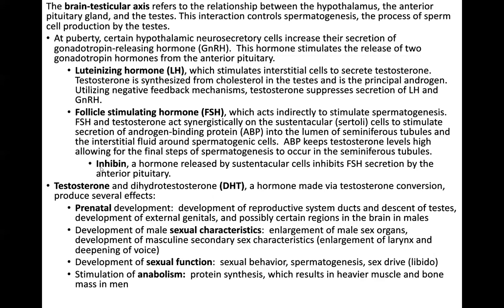We talked back in our endocrine lecture about inhibin, a hormone that's actually released by the sustentacular cells of the testes. It's going to inhibit follicle stimulating hormone by the anterior pituitary. So if, for example, we have plenty of FSH, we can release inhibin, and that's going to kind of slow that secretion process down.